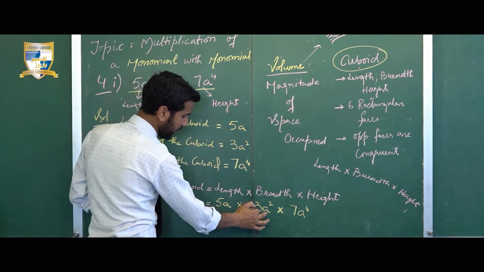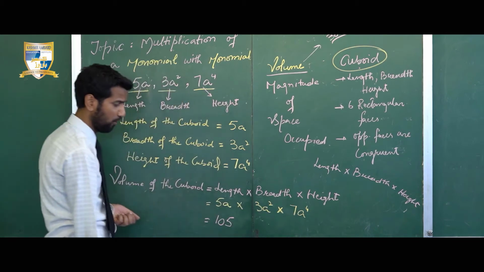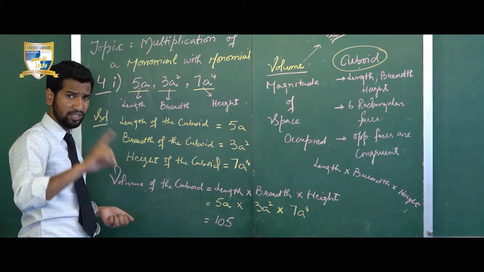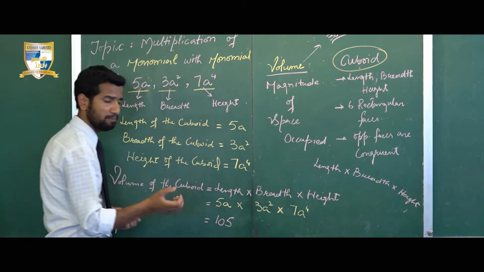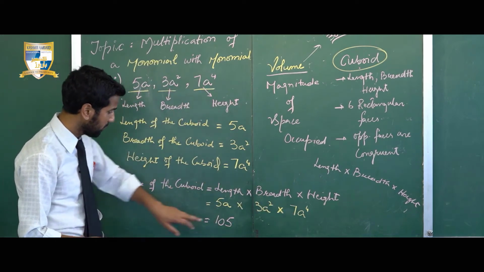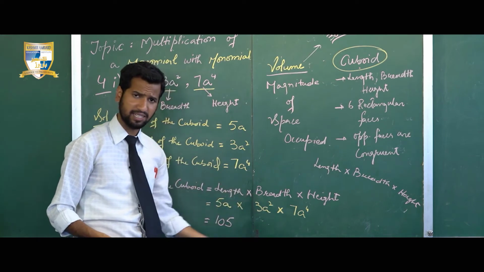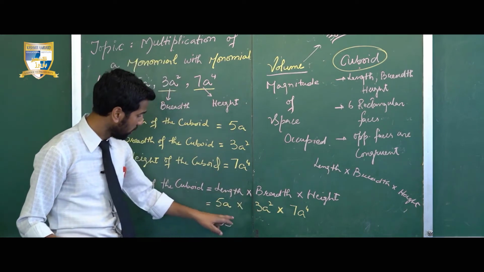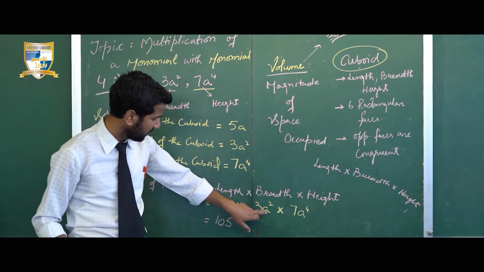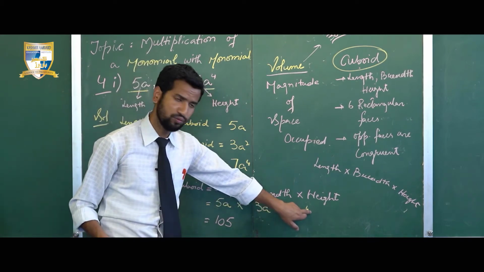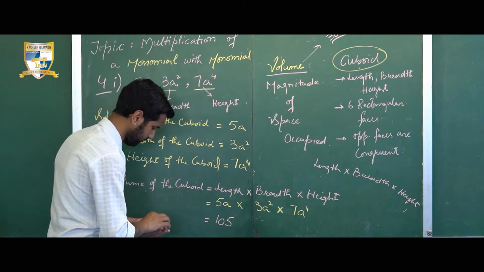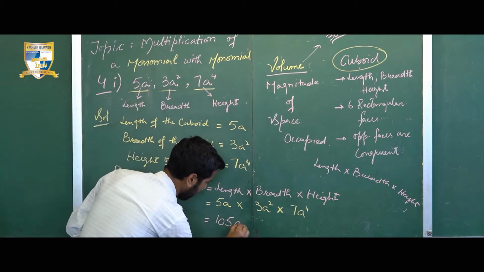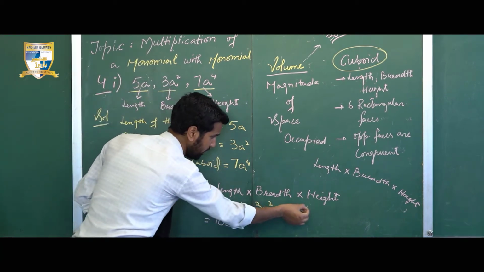Now a into a square into a raised to power 4. So once again, according to the first law of exponents, if the bases are same in multiplication, powers will get added. Here a and a, the bases are same, that too in multiplication. So the power of this a is 1, here it is 2, here it is 4, then powers will get added now. So it will become a, 1 plus 2 is 3, 7.